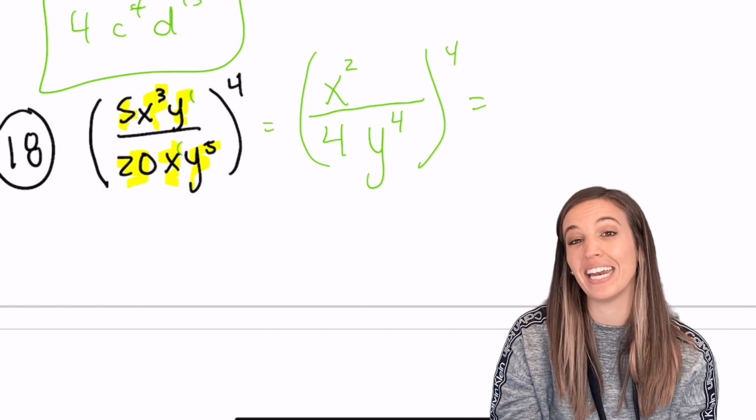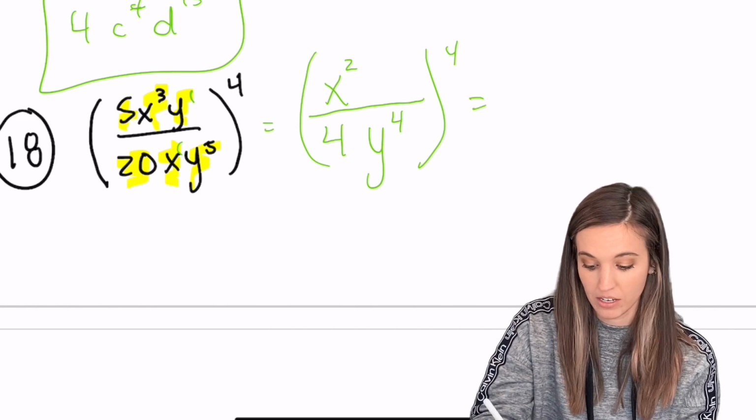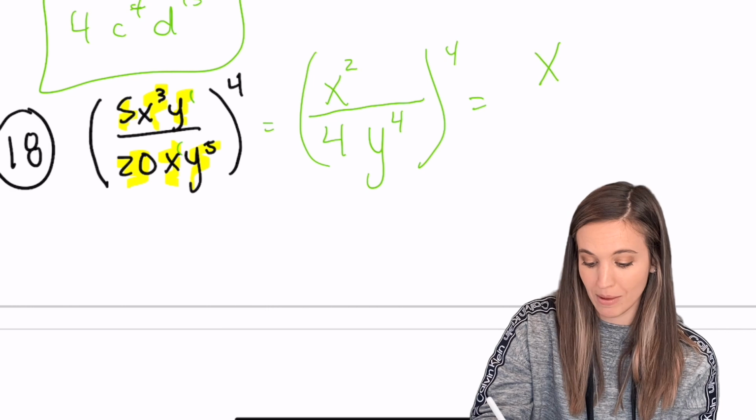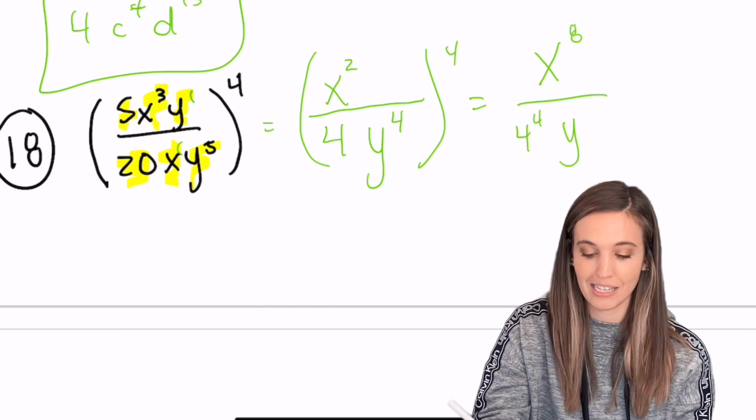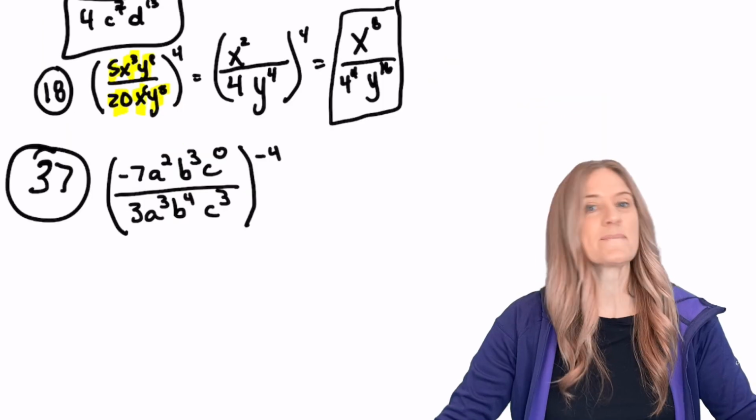Now I can go ahead and expand since I've simplified that inside. So close by multiply, it's going to be x to the 8th divided by 4 to the 4th and y to the 4 times 4, 16.